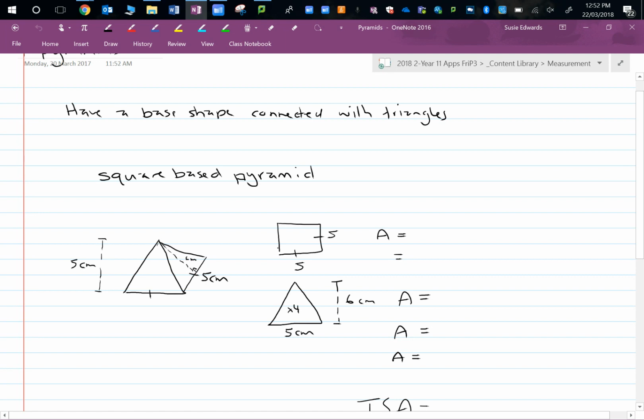Now, what I need you to be aware of is the triangles. See how this says this is 5 centimeters? That's the height of the pyramid.